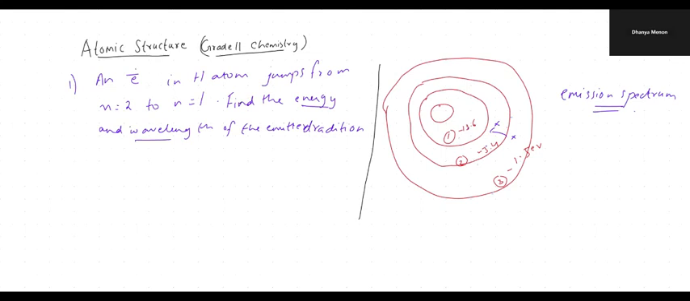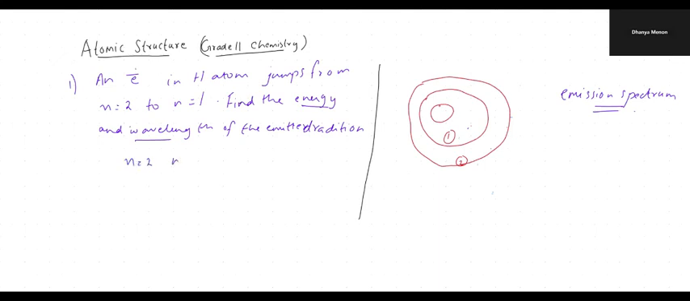So from this picture, this is the second energy level and this is the first one. Now it is jumping from N2 to N1, right? So when it is jumping from N2 to N1, it will give off radiations.